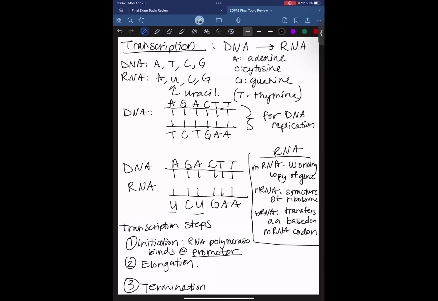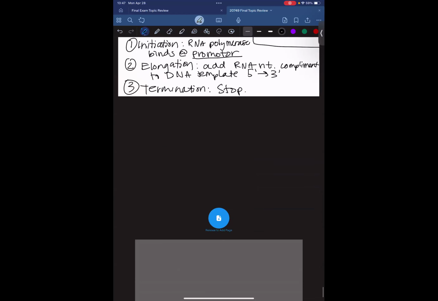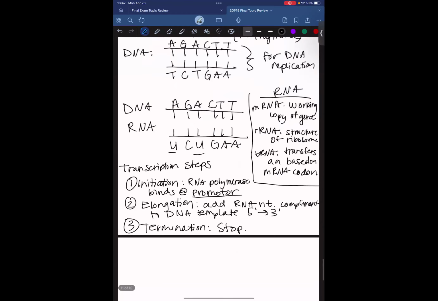In elongation, we are going to add RNA nucleotides complementary to the DNA template strand sequence. This will happen in the 5' to the 3' direction, always. Then termination is just where we stop that. There's a terminator sequence for that, but I'm not going to worry about that. I'm not as worried about that part of it. Okay, so that is when we make our RNA.